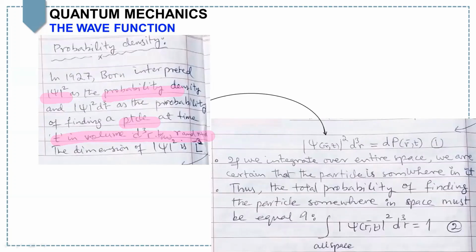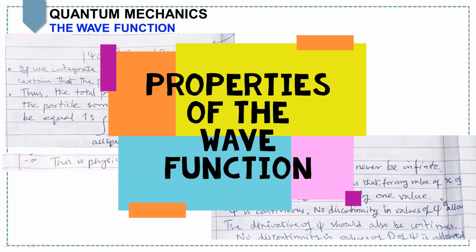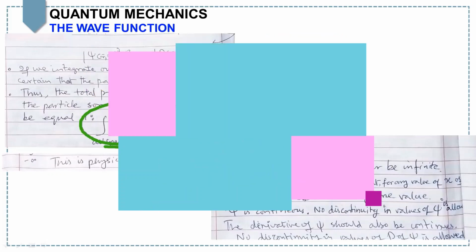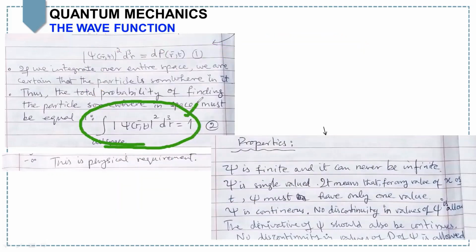Now if we integrate this equation over the entire space, and we are certain that the particle is somewhere in it, then the total probability of finding the particle somewhere in space must be equal to 1. Okay, so this is the physical requirement: the probability of finding the particle somewhere in space must be equal to 1.